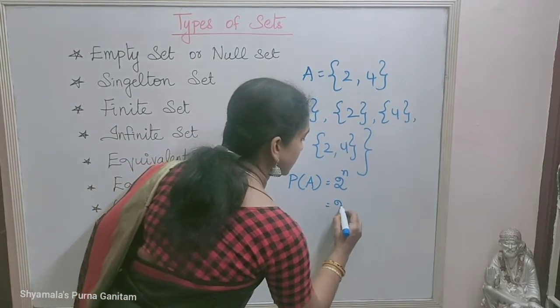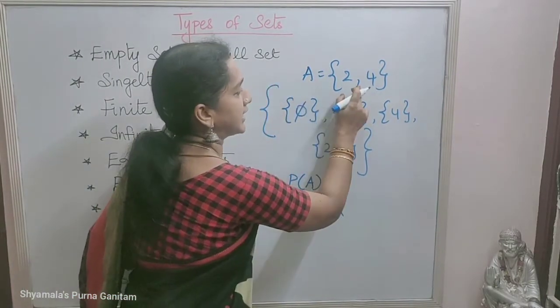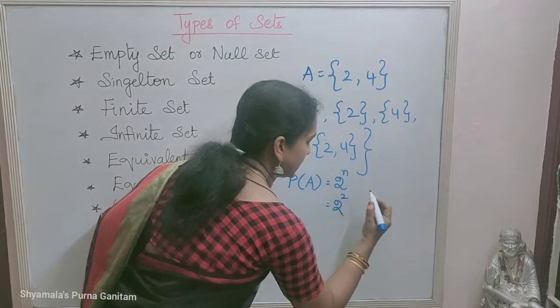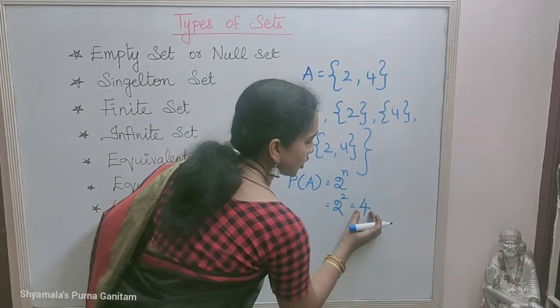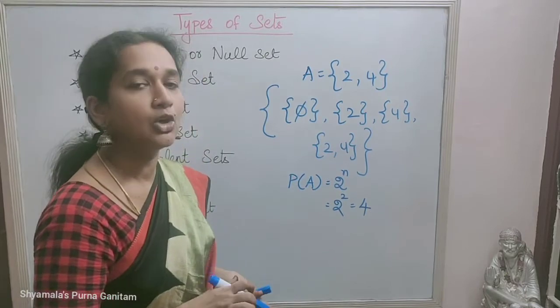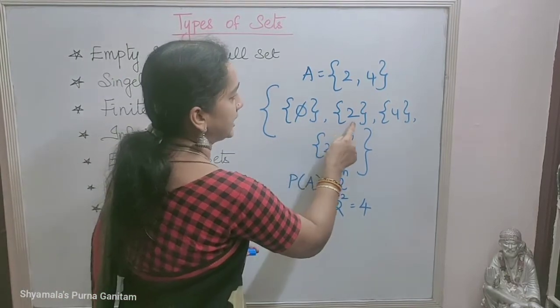Shall we check this? So this is 2. How many elements do we have in set A? 1, 2. 2 elements we have in set A. So 2 twos are 4. So how many elements should you have in the power set? 4 elements you should have.